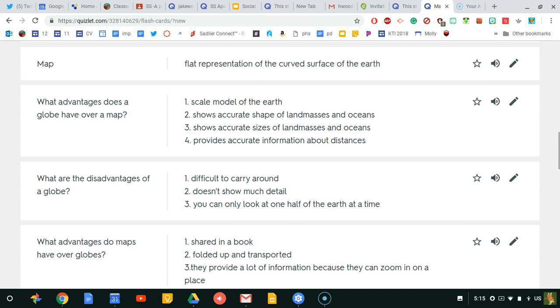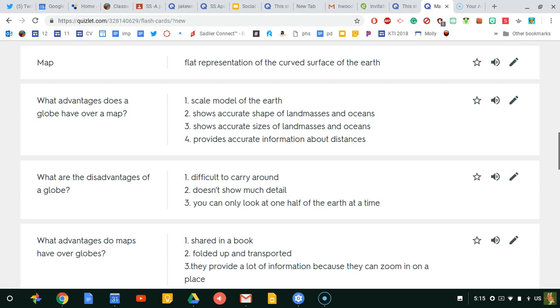Now, what are the disadvantages of a globe? Globes are difficult to carry around. Globes do not show much detail, and you can only look at one half of the earth at a time when you're looking at a globe.